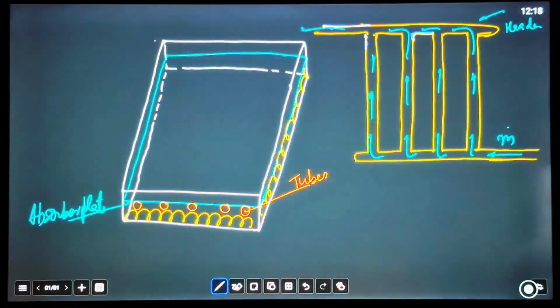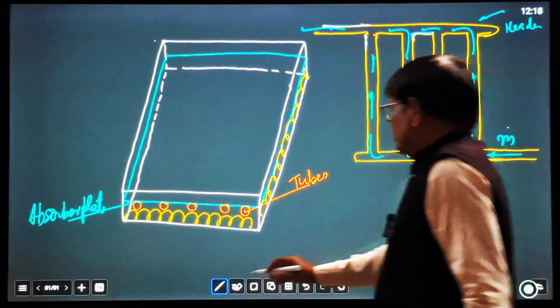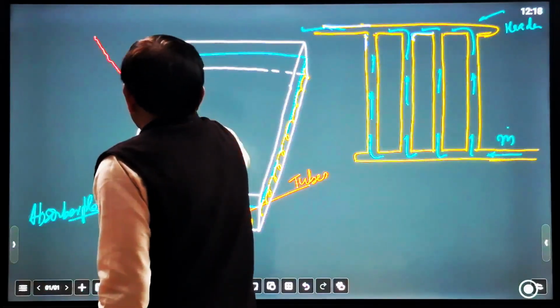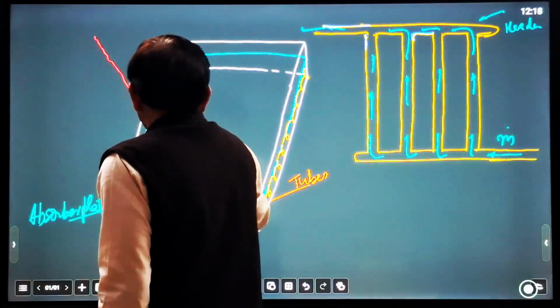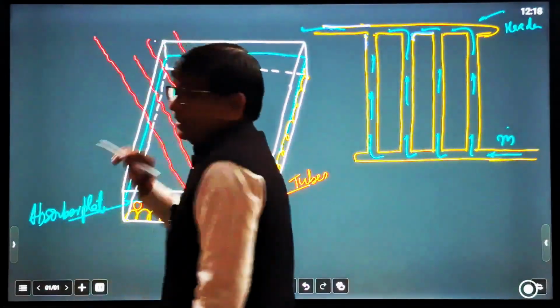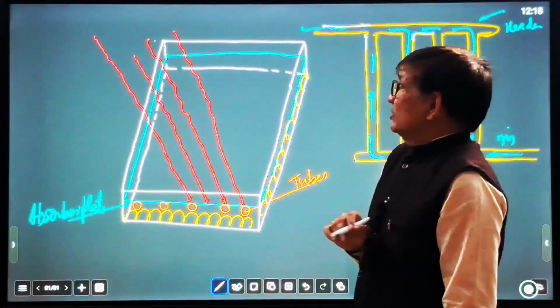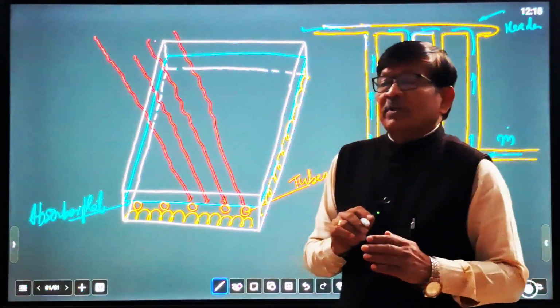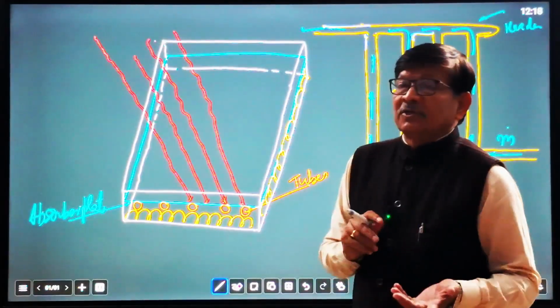absorber plate. The function of the absorber plate is to absorb radiation coming from the sun. Radiations are coming like this and reaching the absorber plate, sun radiation, after crossing the cover plate, that is a glazing. The topmost is a glazing, known as the cover plate, made of toughened glass.